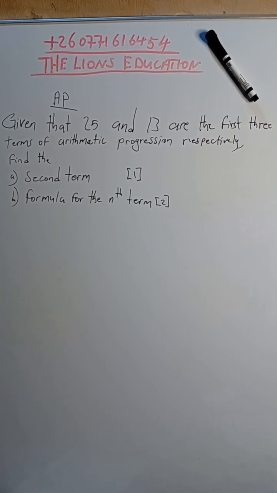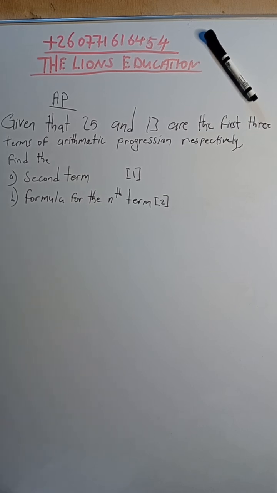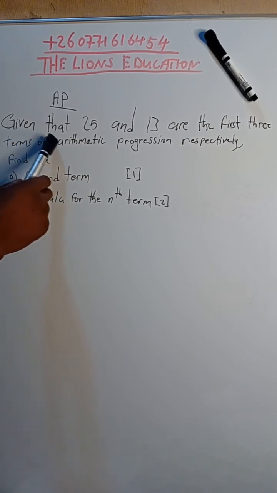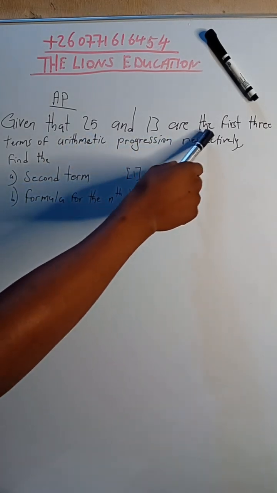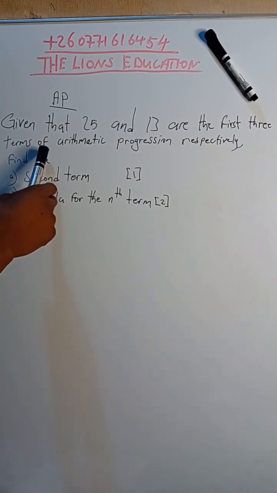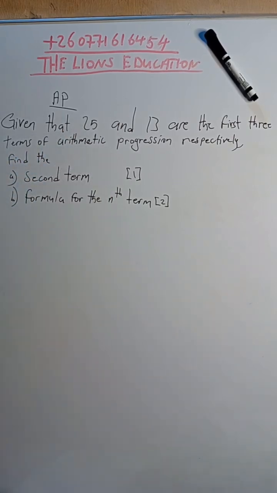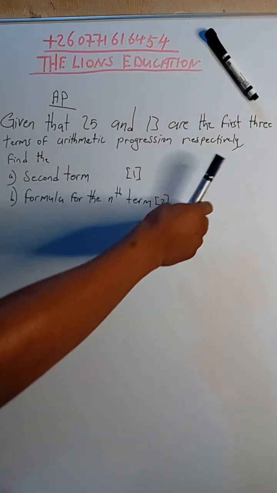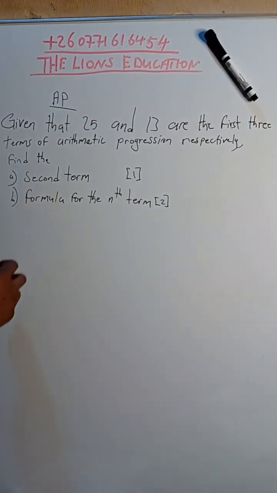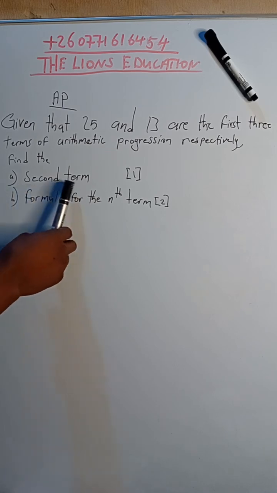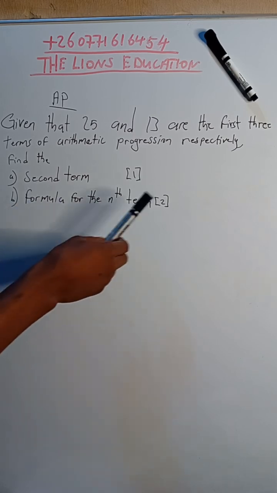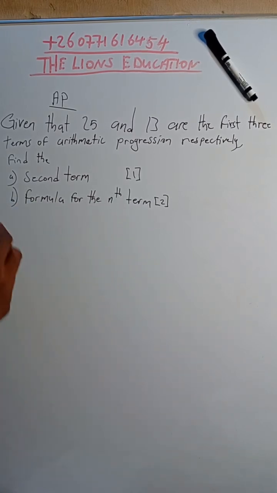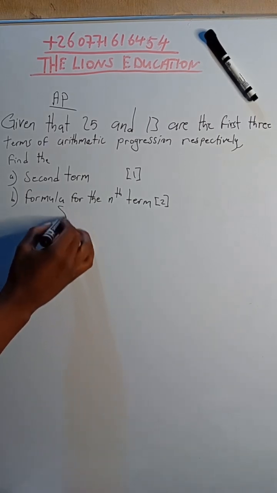So in this one, we are looking at arithmetic progression. All right, so we have the question: given that 25 and 13 are the first three terms of an arithmetic progression, respectively, find A, the second term, then B, the formula for the nth term. So how do we find this without wasting much of the time?